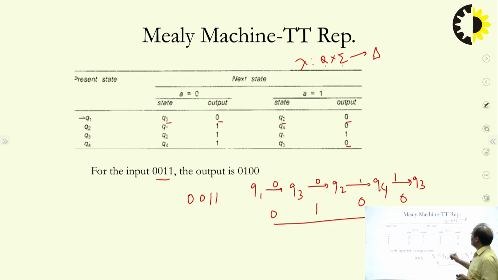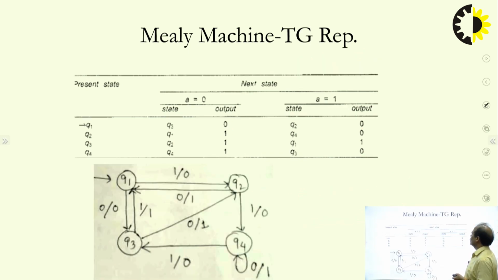So in this Mealy machine, if input string is of length n, output string is also of length n. Point number 2, input epsilon is not going to be accepted by the Mealy machine, as opposed to the Moore machine, where Moore machine is accepting the epsilon input.